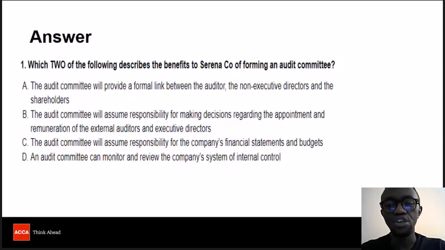We are given four choices here. The audit committee will provide a formal link between the auditor, non-executive directors, and the shareholders. I believe that is true. They do form a link between the auditor, the NEDs and the shareholders, so they're very well positioned. The audit committee will assume, and you have to appreciate by the way that the audit committee only comprises two or three, normally three for larger companies, non-executive directors. The audit committee will assume responsibility for making decisions regarding the appointment and the remuneration. No, they don't. That's the remuneration committee's job.